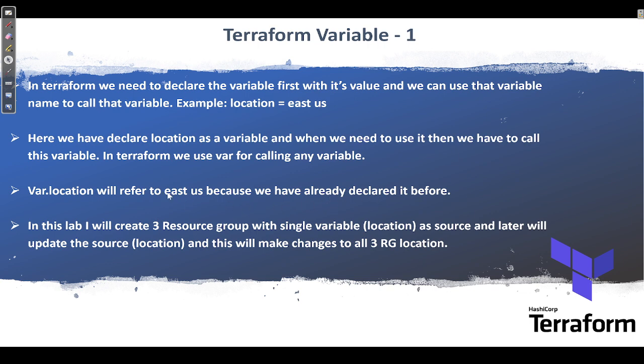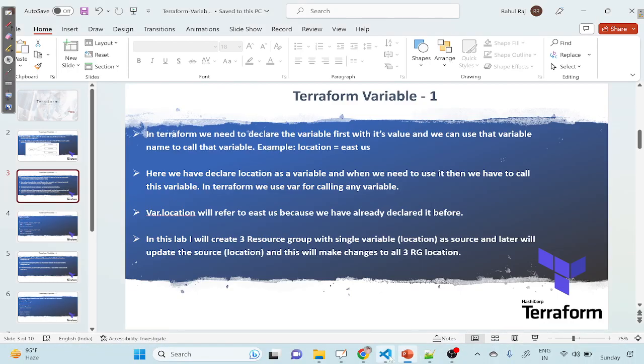Whenever you want to use a variable, first you have to declare it and then use it. If you don't declare it and you use it, you will get an error that this variable is not defined, not declared. Okay, so now we'll jump on to the labs. In this lab I will create three resource groups in a single location, East US, which I explained in the first slide, and that is our source location. Later on we'll change the variable location from East US to any other location, maybe West US, East US 2 or Central US, and we'll see what happens. So let's jump into the lab.